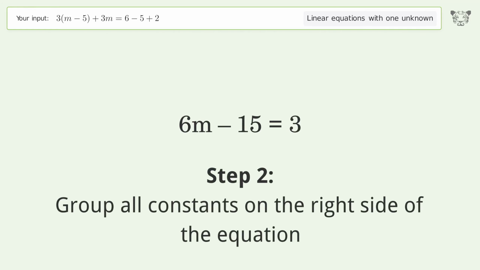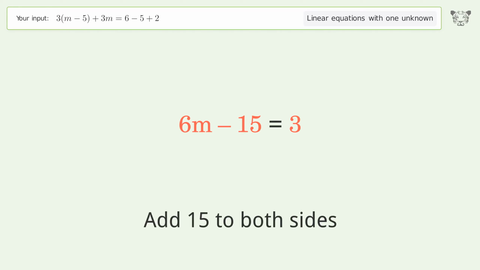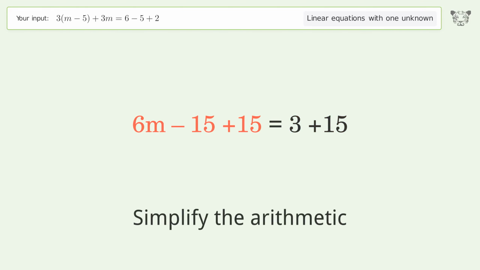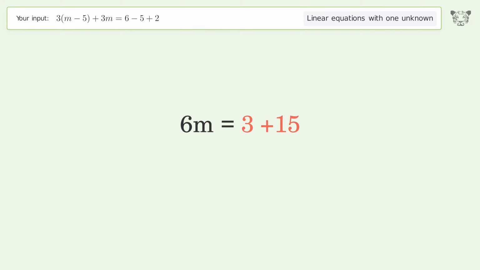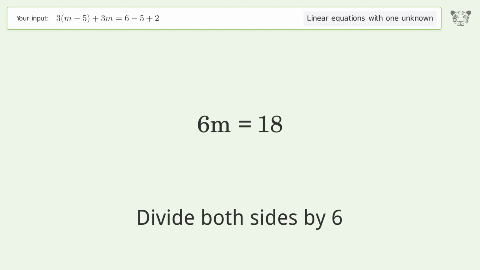Group all constants on the right side of the equation. Add 15 to both sides. Simplify the arithmetic. Isolate the m. Divide both sides by 6.